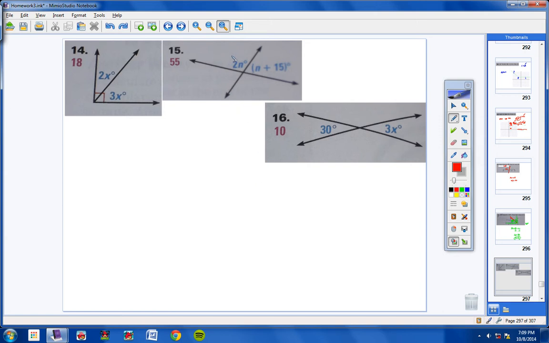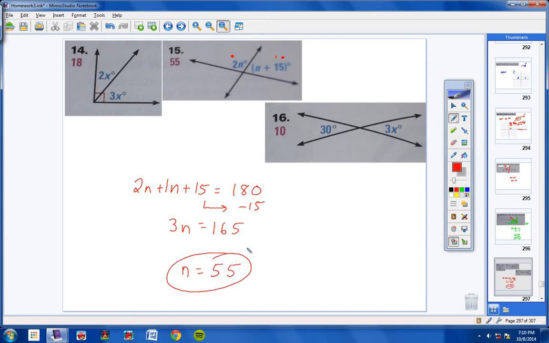So I can take this angle here with one dot and this angle here with two dots, and I can add them together, and I should get 180. So 2n plus n plus 15 equals 180, because these two angles here are a linear pair, they're supplementary. Well, 2n plus 1n would be 3n equals, bring your 15 over and make it a negative 15, 165. Now divide both sides by 3 and n equals 55. Okay? Not too difficult.